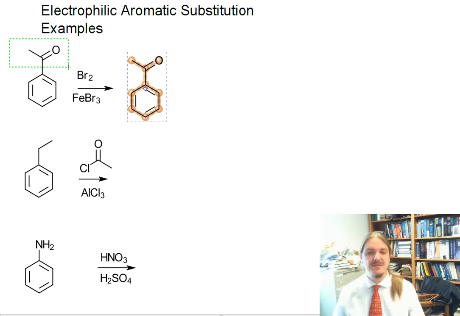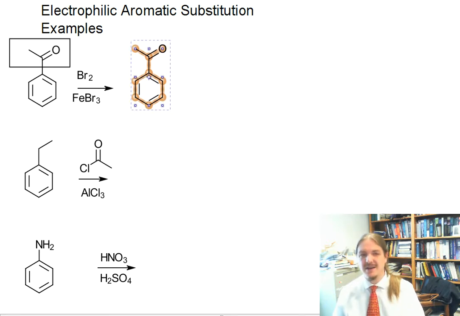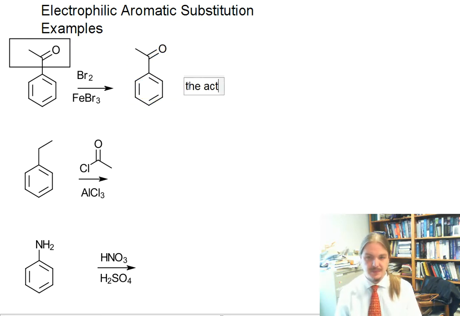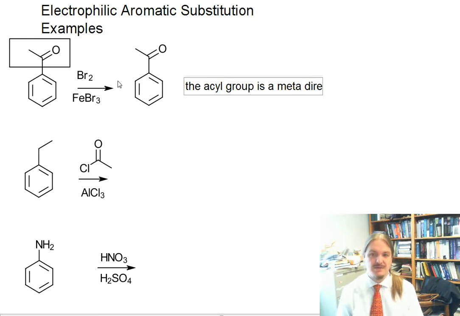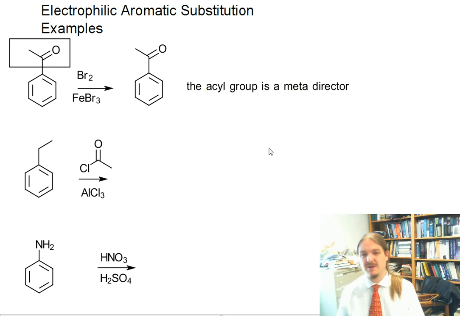The main theme of this video is it's about the functional group on the ring. The identity of the electrophile doesn't matter. And so in this case, this acyl group that I've got drawn in the box is a metadirector. It's electron withdrawing by resonance, it's a deactivator, it's a metadirector.